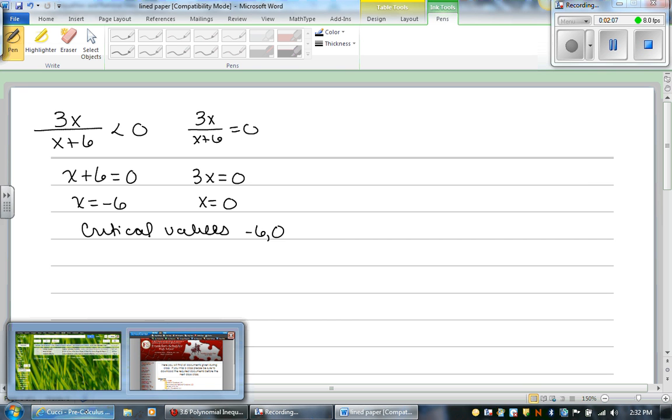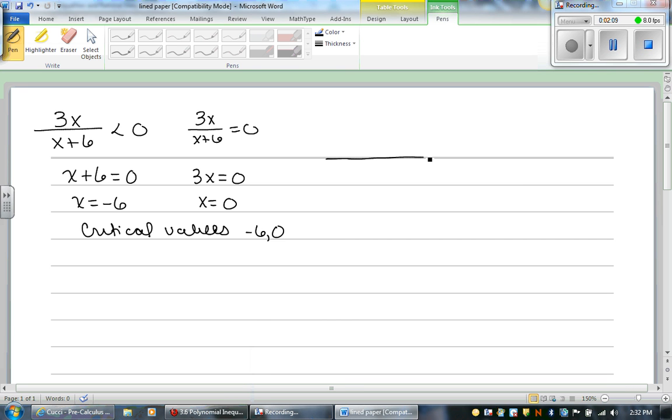So we're going to take those critical values, and just like before, put them on a number line. So here's our -6 and our 0. And we're going to do our test points like we did before. We start our test values. We have a couple of intervals to work with, from -infinity to -6, then from -6 to 0, and then from 0 to infinity. So we have 3 pieces that we actually need to do.